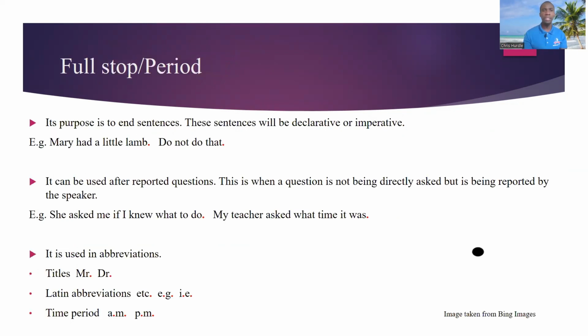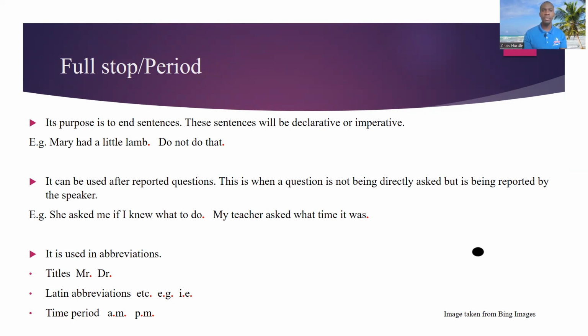So we are going to commence with a full stop, also known as a period. Its purpose is to end sentences. These sentences will be declarative or imperative. Declarative means that a statement has just been made, that's all, right? And imperative means that you're talking about a command, an order.